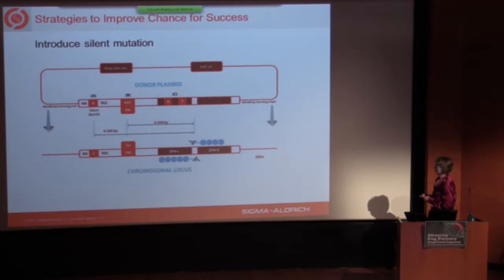So how can you improve your chance for success in a case like this? Well, you might be able to introduce a silent mutation. We know that oftentimes the nuclease will retarget the site even if you've already introduced your desired mutation. So by introducing a silent mutation, you can prevent this retargeting. But this is also an important strategy to use when you need to introduce a restriction site where one doesn't already exist. In the example I showed you, the introduction of the SNP created that restriction site, but that's not always the case. So this silent mutation is also a way to add that restriction site.